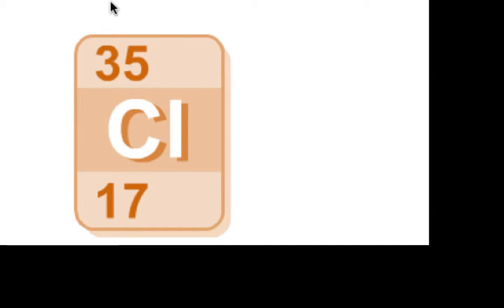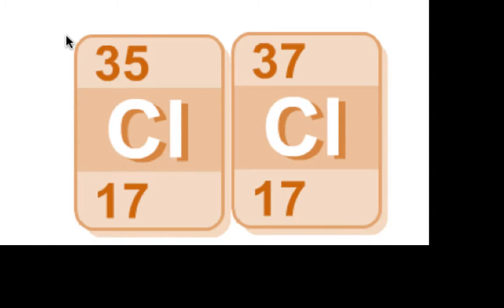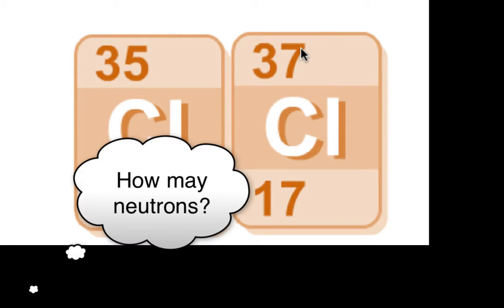Here we have an isotope of chlorine. Chlorine has an atomic number of 17, it has 17 protons, which also means it would have 17 electrons in a neutral atom. But it has 18 neutrons, so overall its mass is 35. On the other hand, there's another isotope of chlorine that has a mass of 37. So how many neutrons has it got? It must have 20. When we add the 17 to the 20, we get the total mass of 37.